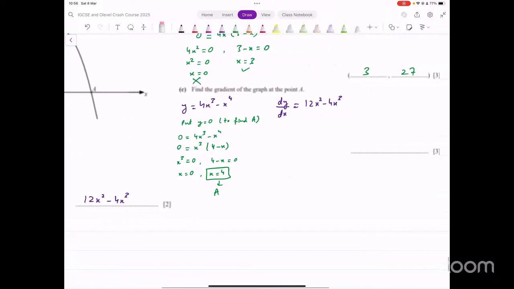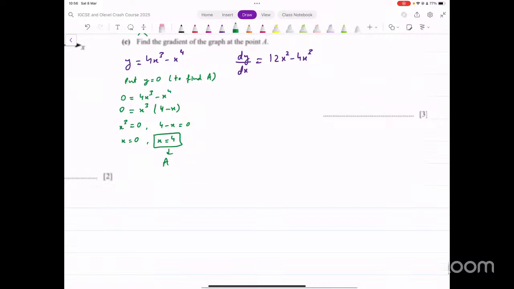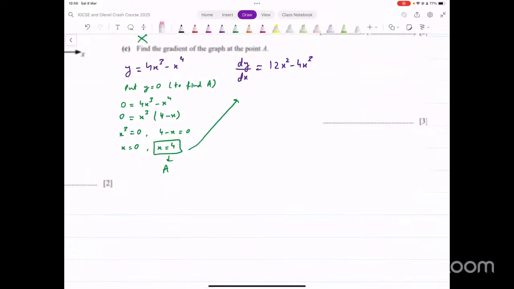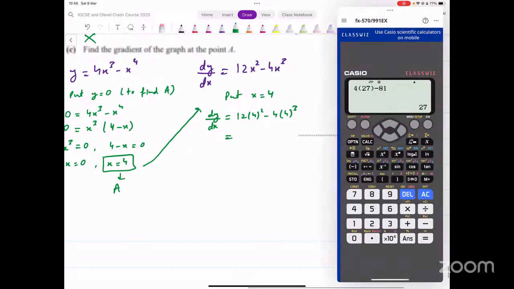Now, once we have the x-coordinate of A, all we have to do now is put this value of x in the derivative, because we're looking for the gradient of the graph, right? Gradient means the value of dy over dx at that particular point. In this derivative, you put x equal to 4. And what does that give you now? Dy over dx equals 12 into 4 squared minus 4 into 4 cubed. That will give you the gradient at this particular point.